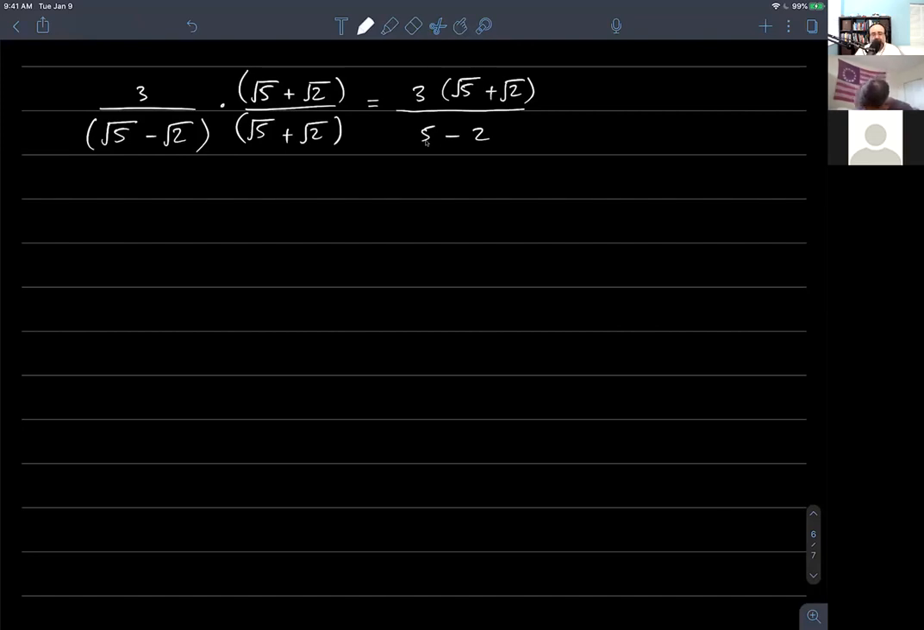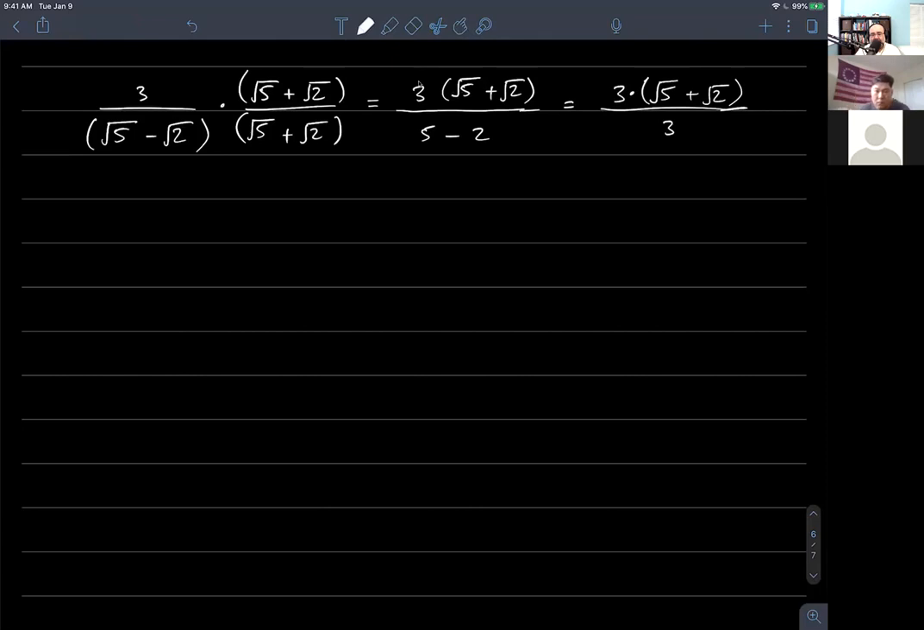So could we clean up the bottom? Yep. Could we clean it up? What do you mean? Could we combine like terms? Like what's 5 minus 2? Oh, yeah, 3. And you just cancel out the 3s. Do we see that this 3 and this 3 can cancel now? Because I have a product in the middle.